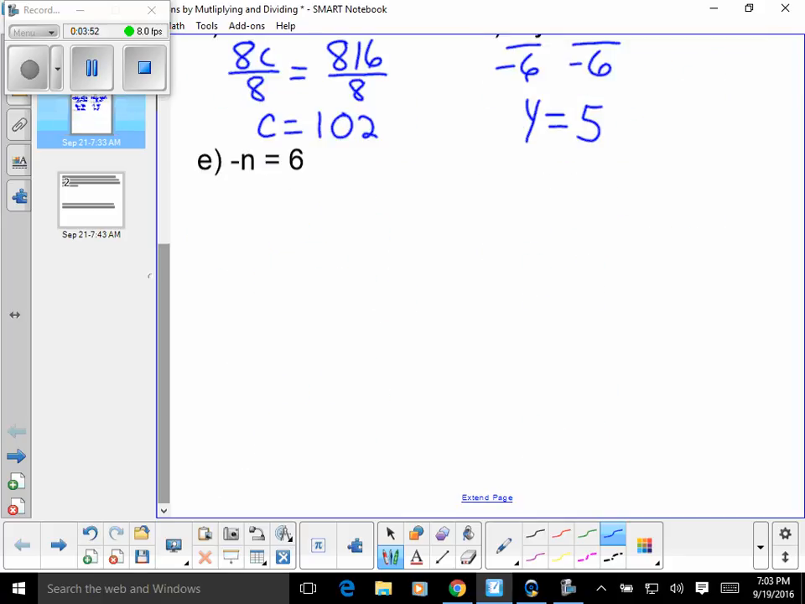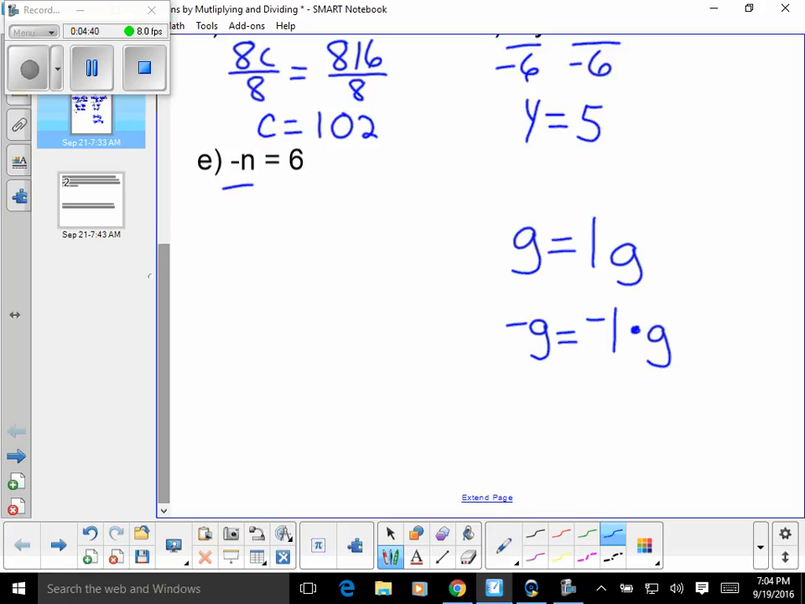Now, this last example is included because you are going to start seeing -1 used as a coefficient. When I have a variable such as g, that really means 1 times g. If I have negative, or the opposite of g, that really means -1 times g. So in this E sample, I have the opposite of n, or some people say -n, equal to 6. My coefficient here is a -1, even though it is not written.